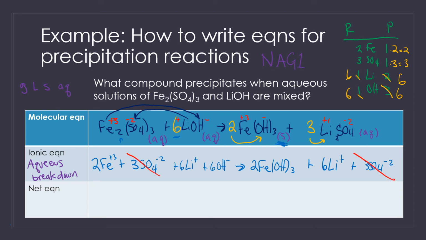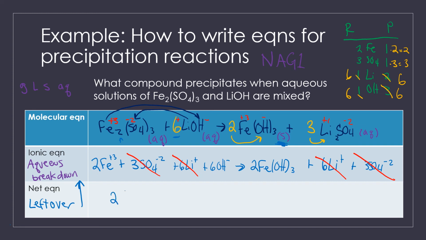They cancel each other out. Next is 6 Li+ and 6 Li+. Once again, they have canceled each other out. And then 6 OH−. It is not 6 OH− over here, so we don't get to cancel it out. For our net equation, it is anything that is left over from our ionic equation. Anything that did not get crossed out, we basically write exactly how it's written down here.